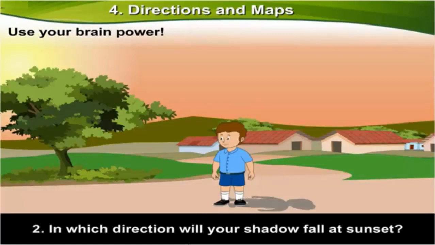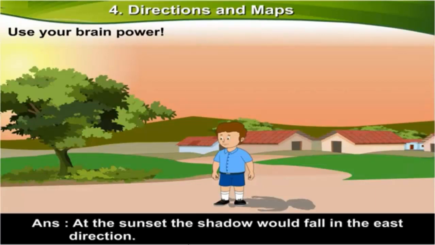Number 2. In which direction will a shadow fall at sunset? Answer. At the sunset, the shadow would fall in the east direction.